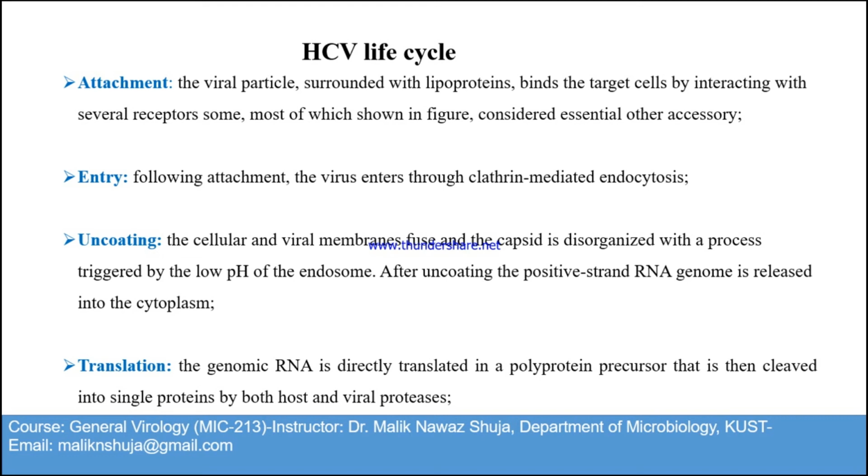After attachment comes the entry. And how does it enter? Entry is only possible in the form of cytosis, so it moves inside. This indicates endocytosis, and this always takes place through clathrin-mediated endocytosis. Now the virus is present inside the liver cell. The next step is uncoating. How will uncoating take place? It is done by the low pH of the endosomes, which causes some sort of conformational change, and the RNA is released inside the cytoplasm.